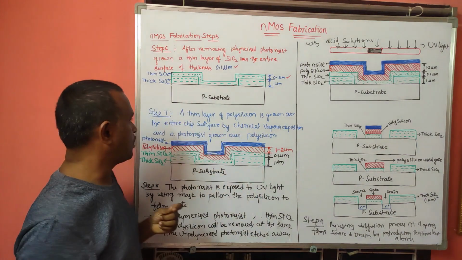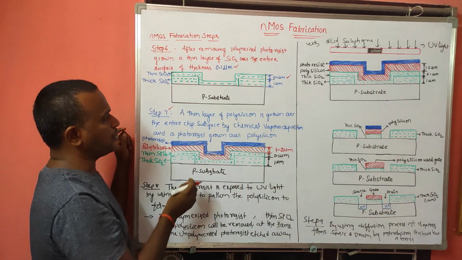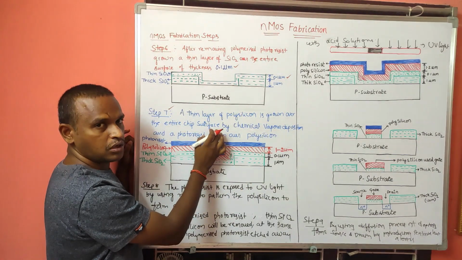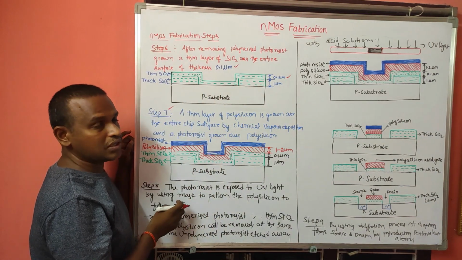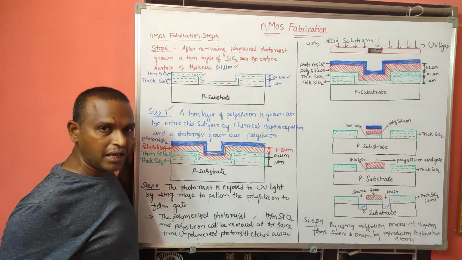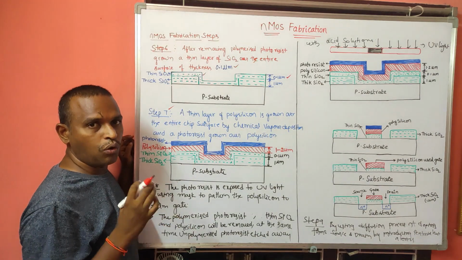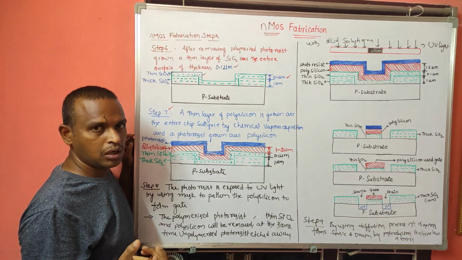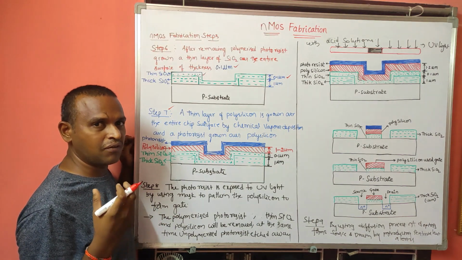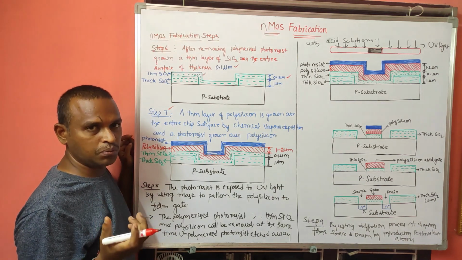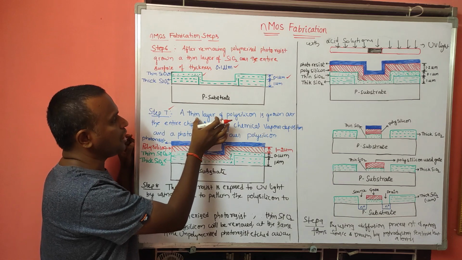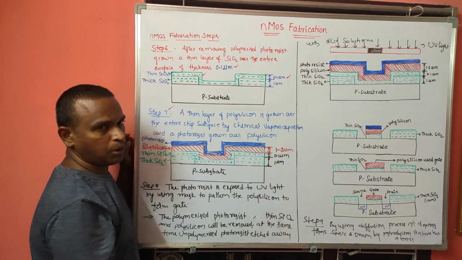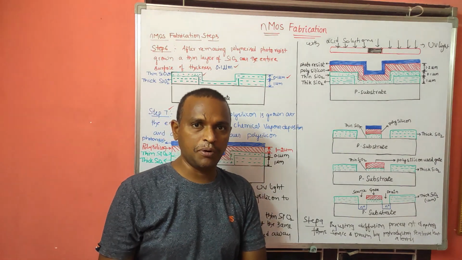So that's why in the seventh step, a thin layer of polysilicon is grown over the entire chip surface. After formation of this thin layer of SiO2, for gate formation you compulsorily require a polysilicon. Polysilicon is nothing but heavily doped silicon material. So here a thin layer of polysilicon is grown over the entire chip surface by chemical vapor deposition. We have already seen this one, chemical vapor deposition.